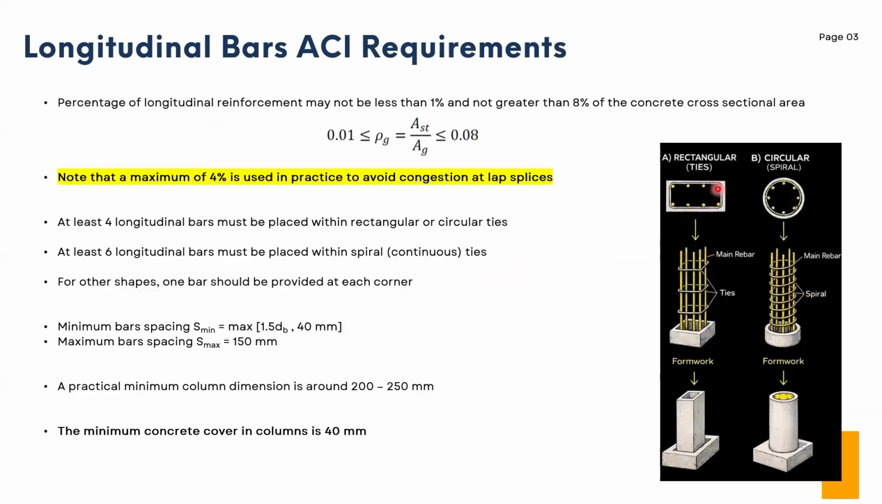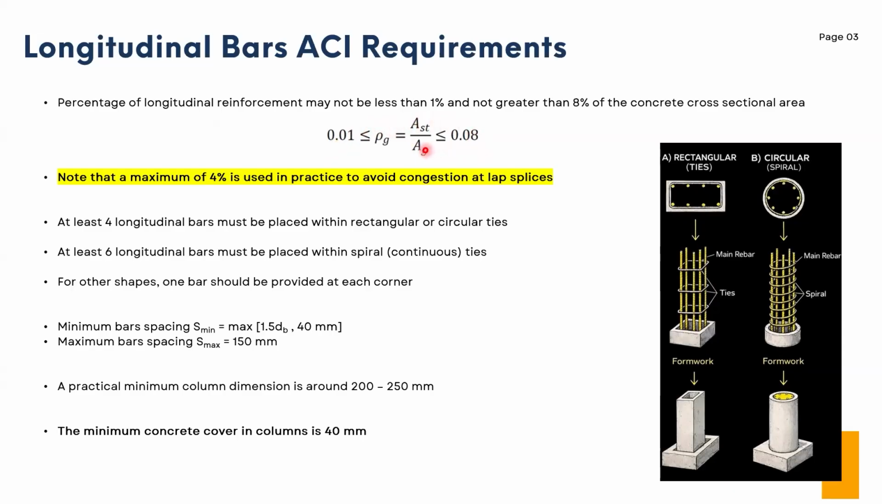Okay, so now how to arrive at this configuration. So first, let's discuss some requirements by the ACI code. For longitudinal bars first, the code requirements are that the rho steel, which is equal to area of steel over gross area of concrete, should not be less than 0.01 and should not be greater than 0.08.